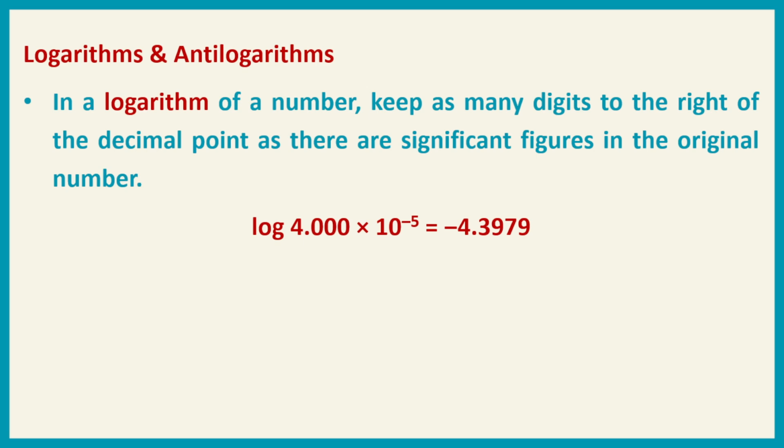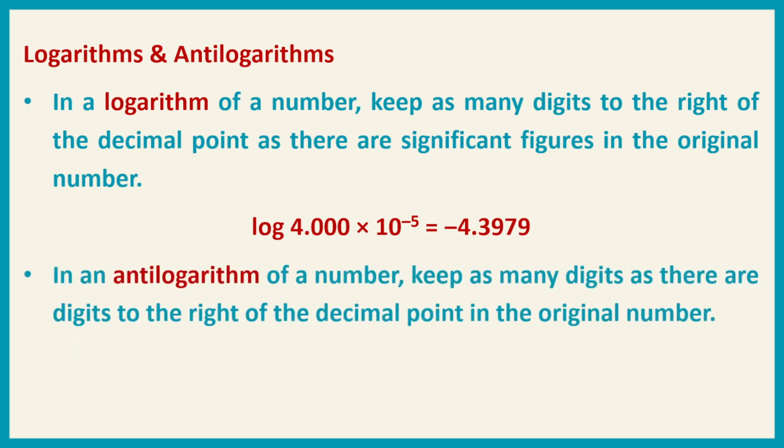places. In case of antilog, keep as many digits as there are digits to the right of the decimal point in the original number. For example, the antilog of 12.5 is 3 × 10^12. As 12.5 has only one decimal place, the answer is reported with only one digit, that is, with only one significant figure.